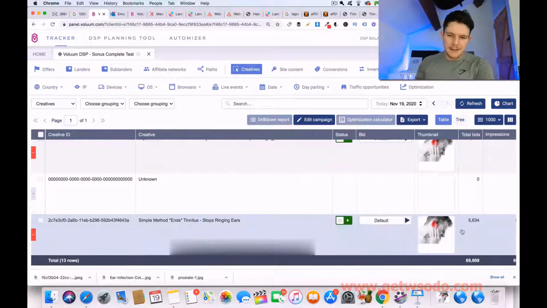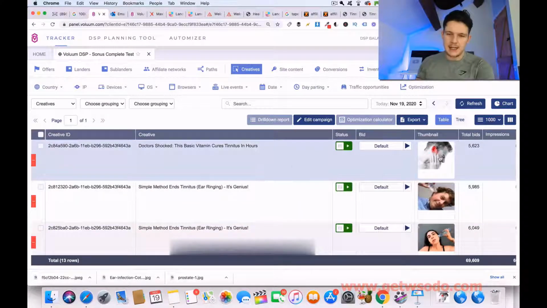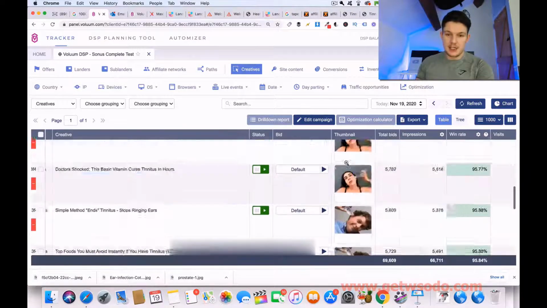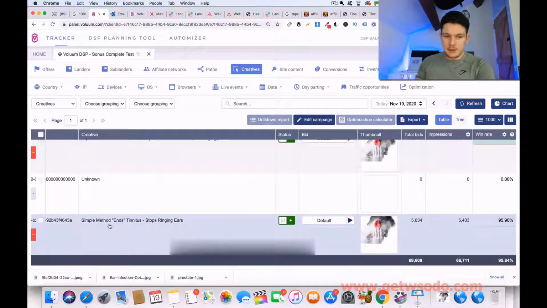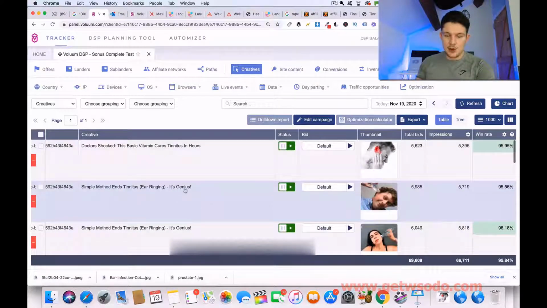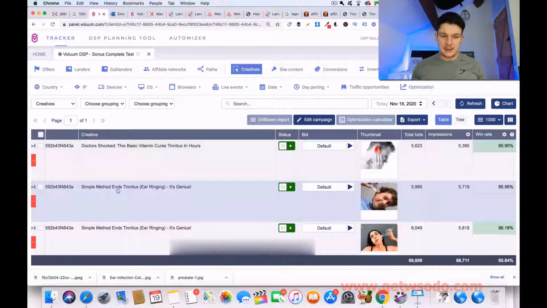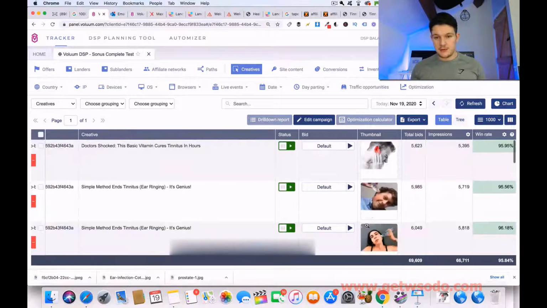The reason I'm apprehensive about killing this is because the top image is the same image with a different headline. So you might want to leave it a bit longer, because it's not the image that has this issue. It could be the headline. But then we see that this headline, "Simple method ends tinnitus, it stops ear ringing", is doing second up here. So at this moment in time, there's not that much data that we can go off to say there's a clear loser here, because the headline which is performing the worst is actually performing the second best, and the image which is performing the worst is performing the best.